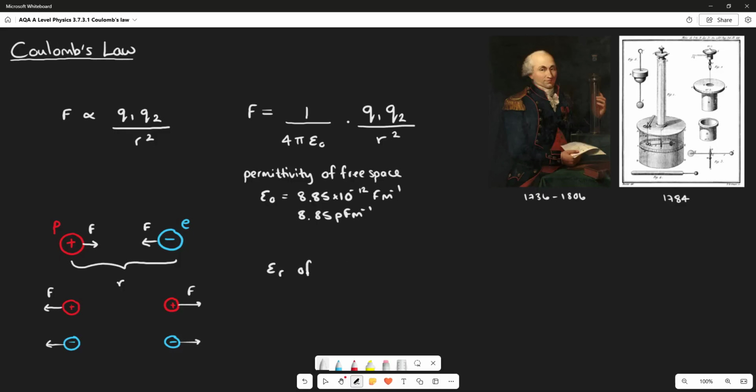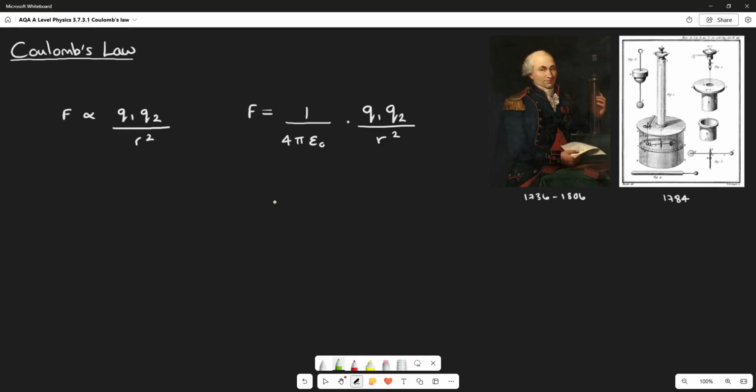For comparison, the relative permittivity of water is equal to 80. So it is 80 times the permittivity of free space. Compare that to the relative permittivity of air, and you can see that air resists an electric field going through it much less than water does.